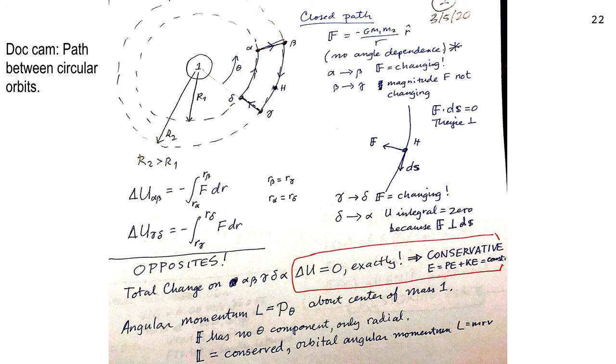Let's remember that F is equal to minus GM1 M2 over R squared times R hat. And let's give this a direction. Let's go outward here, clockwise here, inward here, counterclockwise here. Now, notice in the definition of the gravitational force, there's no angle dependence.